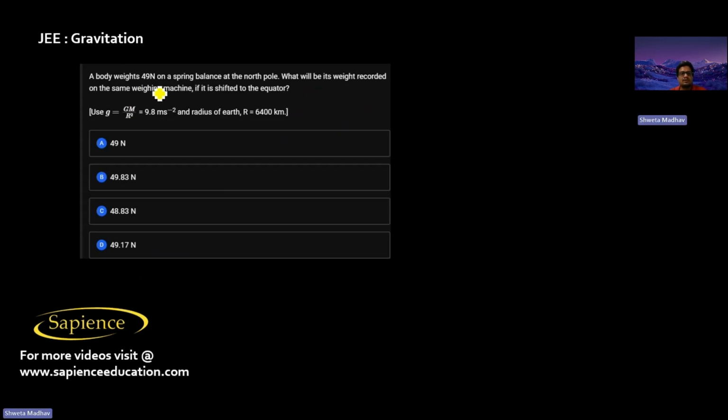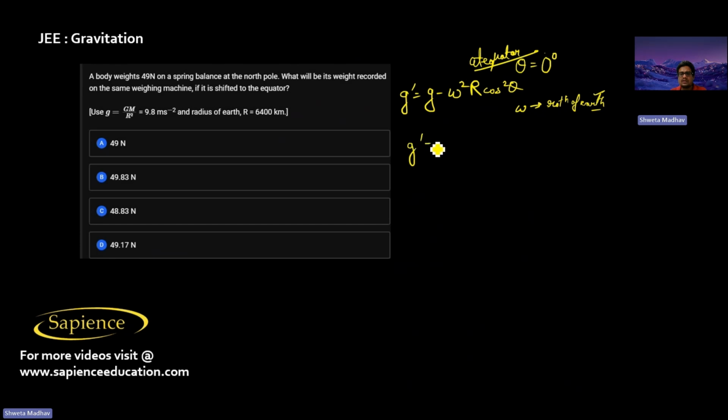A body weighs 49 Newton on a spring balance at the North Pole. What will be the weight recorded on the same weighing machine if it is shifted to the equator? At the equator, g dash is given as g minus omega square R. For any latitude theta, the g value is given as g minus omega square R cos square theta, where omega is the angular velocity of the rotation of the earth, and R is the radius of the earth. At the equator, the latitude theta is 0 degrees, so cos 0 is 1. So g at the equator is g minus omega square R.